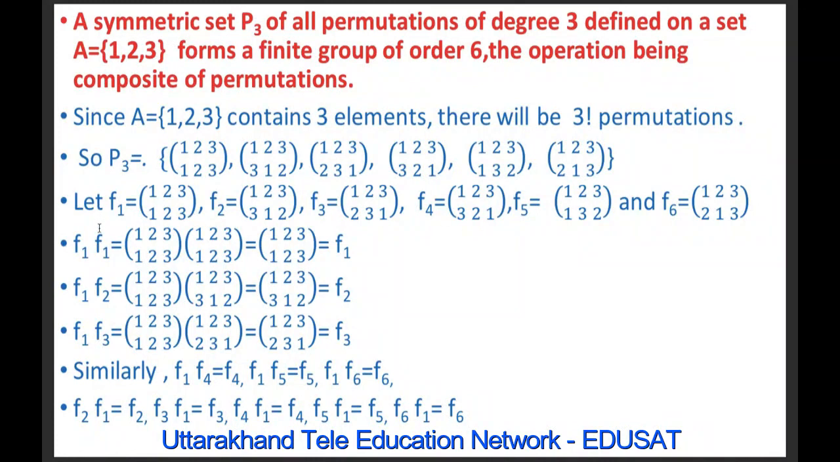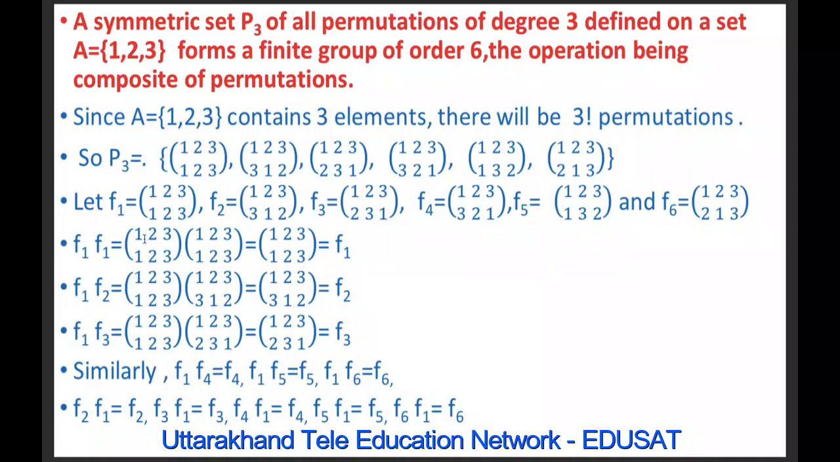Now we will carry out composite permutations for these elements. So F1 into F1 is 1, 2, 3 over 1, 2, 3, again F1 is 1, 2, 3 over 1, 2, 3. If we operate F1 on F1, let's see what the resulting element is. The image of 1 under F1 is 1, and in the next, the image of 1 is 1. So the resulting composition maps 1 to 1.